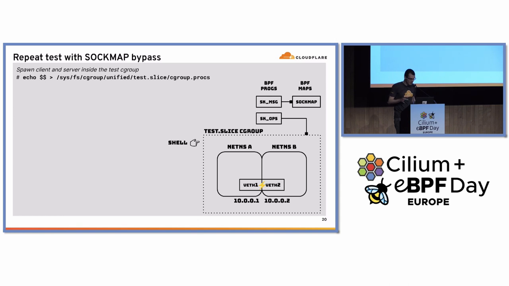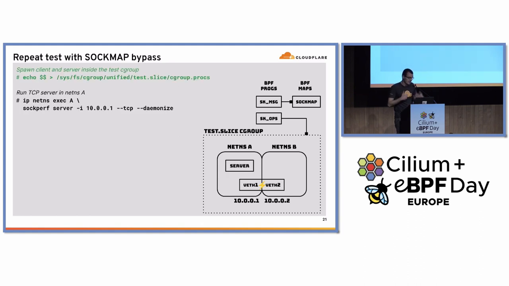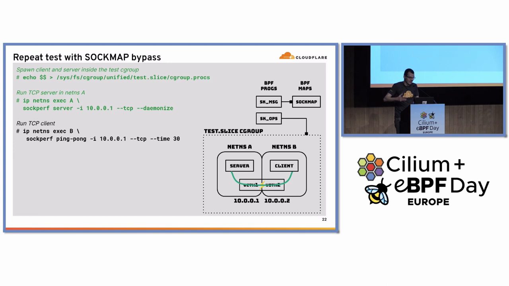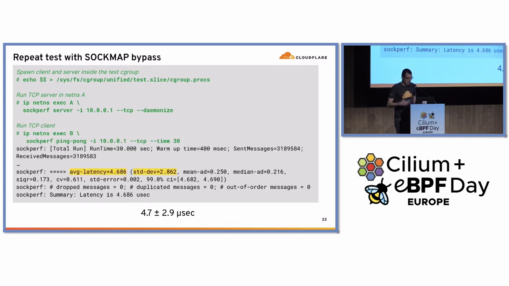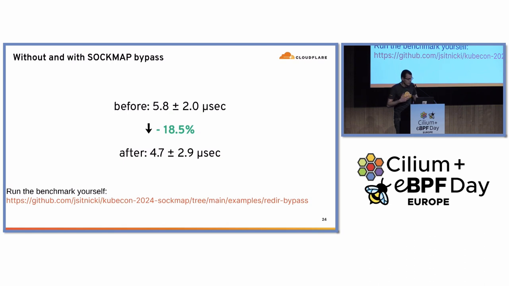So now that we have this setup, we move our shell into the C group, so all child processes are going to be also started inside that C group. And once again, we start our TCP server in one network namespace, and we run the client in the other, and we measure the latency. And for this setup, I got something like 4.7 microseconds on average. So, you know, there was less code in the network path, so the latency went down.